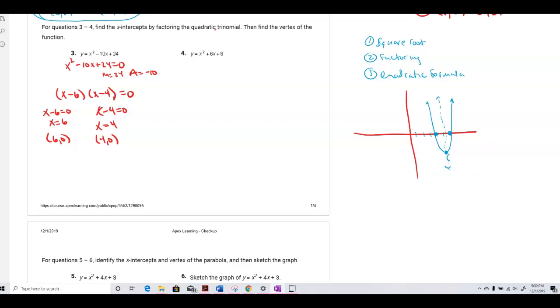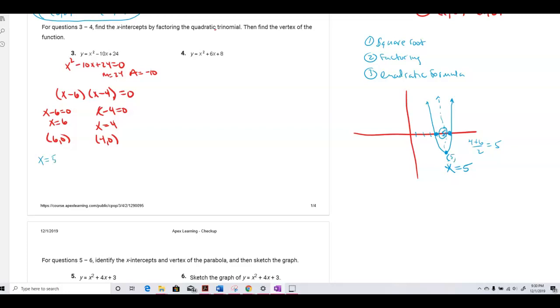Well, this vertex is going to have, if I take the x-intercepts, 4 plus 6 and divide it by 2 to find the middle, that would tell me the middle is 5. So the x-coordinate of my vertex is positive 5. Now, here's the thing though, the vertex is a point. You have to have an x and a y value.